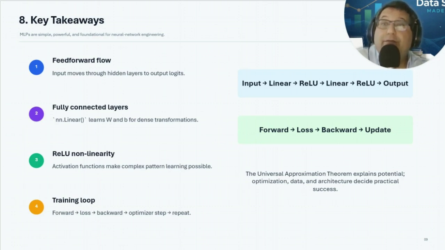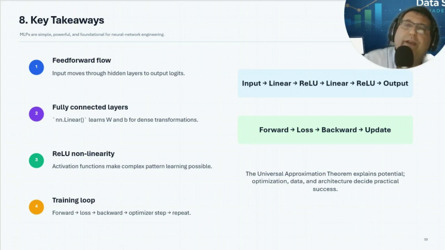Fourth, we have the training process. The model performs a forward pass. We calculate a loss, backpropagation computes the gradients, the optimizer updates the parameters, and then the process repeats. So one pipeline summarizes the architecture: input, linear, ReLU, output. And another pipeline summarizes learning: forward, loss, backward, update.